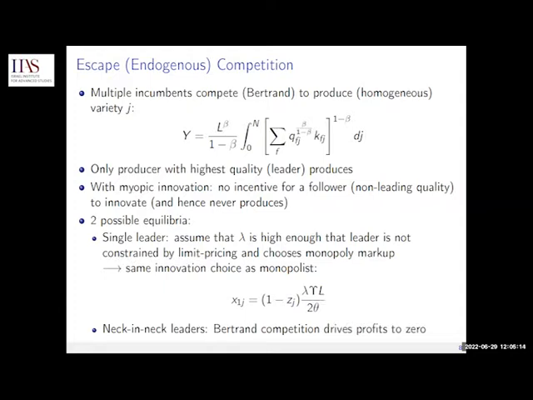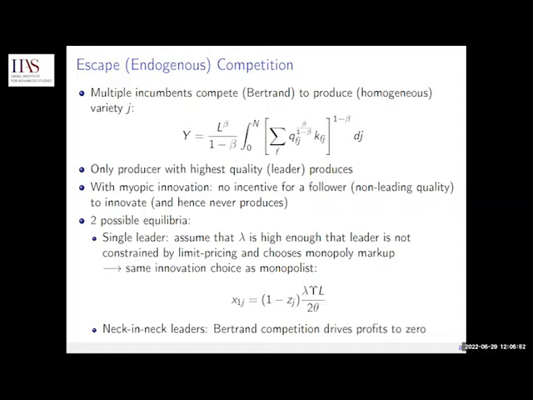If you're myopic, then you have no incentive to innovate. When you put it in a fully dynamic model, that's going to disappear, because then you have the incentive to catch up and then potentially move ahead. That's going to give back the incentives to innovate to the follower. But what I really want to focus on here is not so much the follower, but a single leader versus neck and neck leaders, where there are two firms at the same level of quality.